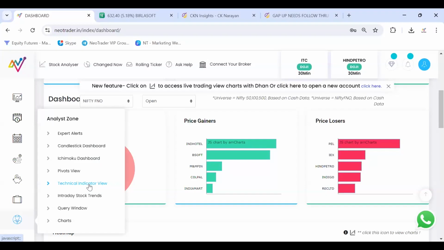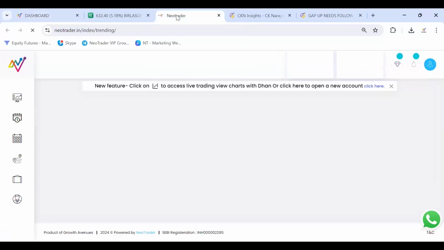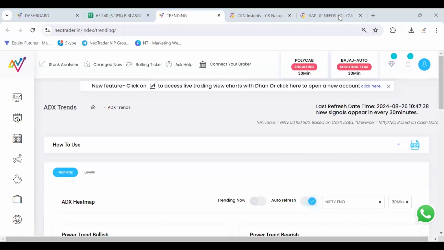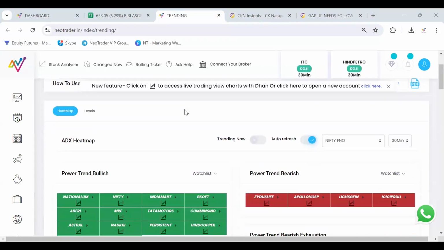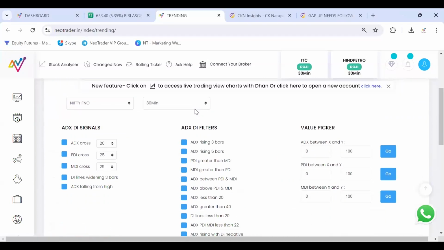So let's go and take a look at this particular page here. This is the ADX trends page, right? And as you can see here in the ADX trends page, this time we are going to be talking about the levels page. All of you can see here. This is the levels page.